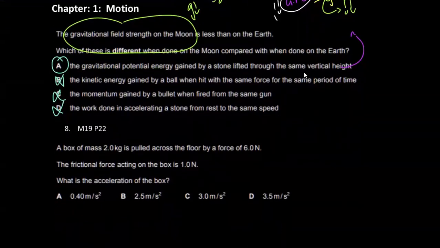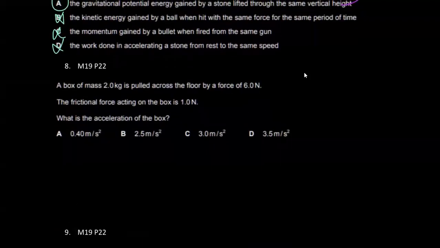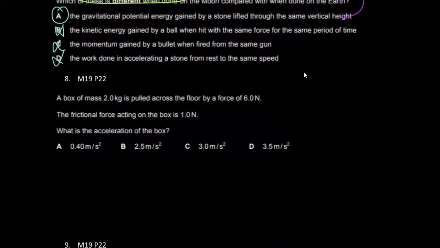Another way you could have done this question is B, this statement: the kinetic energy gained by a ball when hit with the same force for the same period of time. This is a pretty, if I'm being honest, complicated statement. And in O levels, usually such complicated statements are never the answer. However, you shouldn't pick an answer based on that, but when I read this, I knew B could not be the answer. As a teacher, आपको पता होता है कि इतनी मुश्किल चीज़ नहीं देते वो O levels में, ठीक है? But still, has nothing to do with you guys.